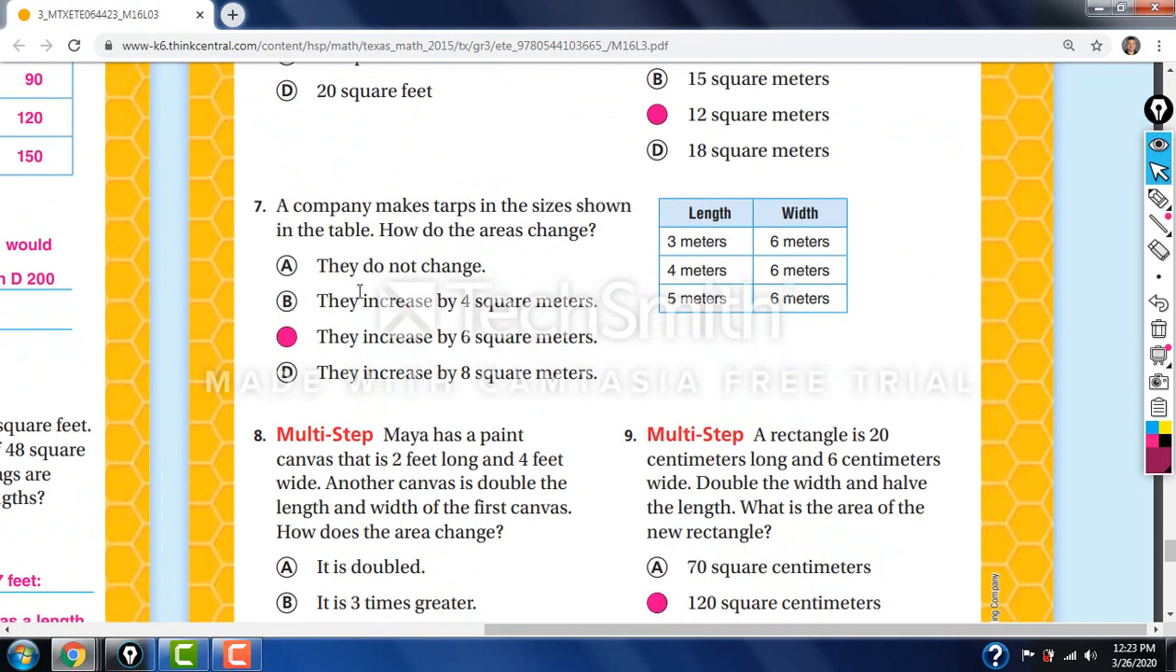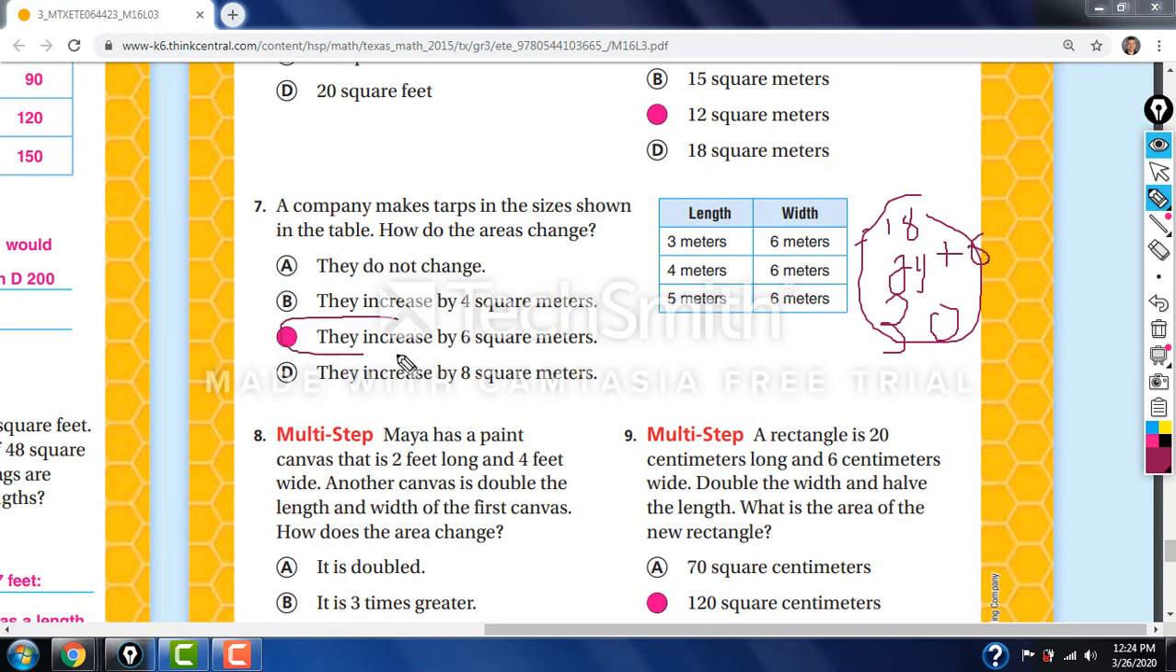Let's look at the next one. The company makes tarps in the sizes shown in the table. How do the areas change? First thing you do, write down what you know. What do you know? Length is 3, width is 6. That's what? 18 for this one. This one, 4 and 6, that's 24. The next one, 5 and 6, that's 30. So now I take a look. What's happening here? Well, they add 6. 18 plus 6 equals 24. They add 6 to 24, and that equals 30. So I'm adding 6. Let's see if I have an answer that says add 6. Well, lo and behold, here it is. Simple, right? Good job, everyone.